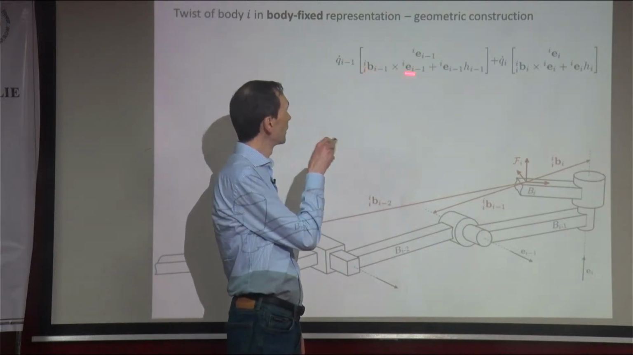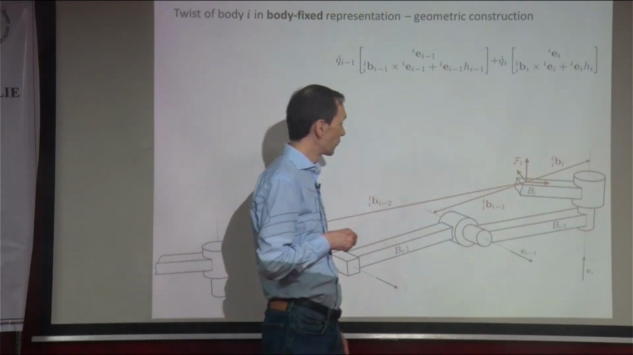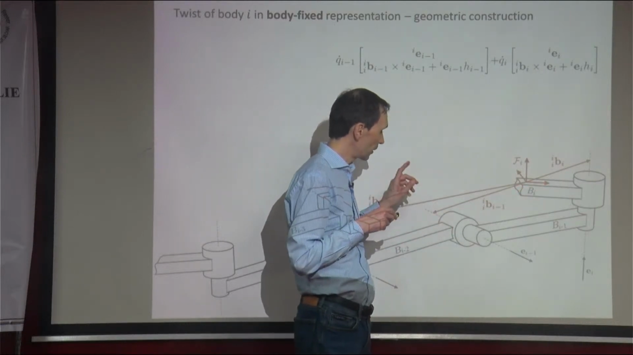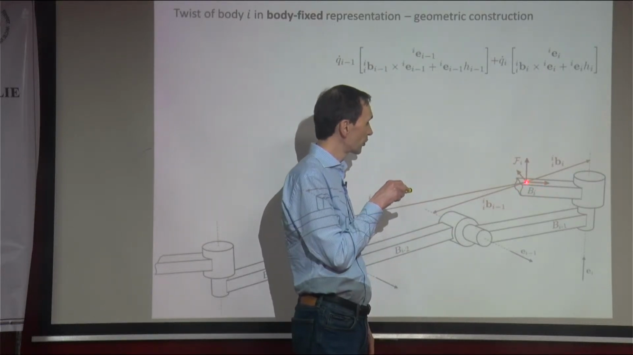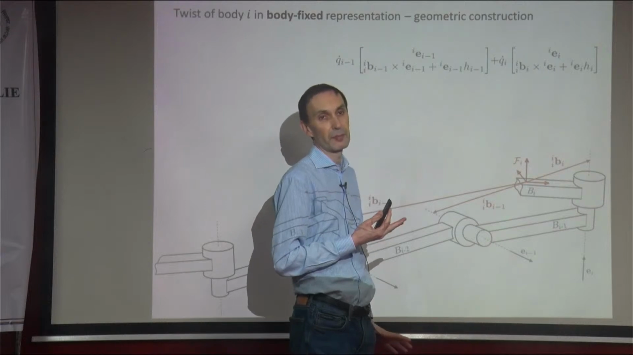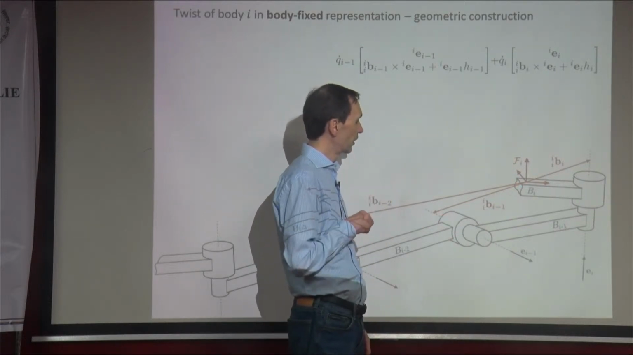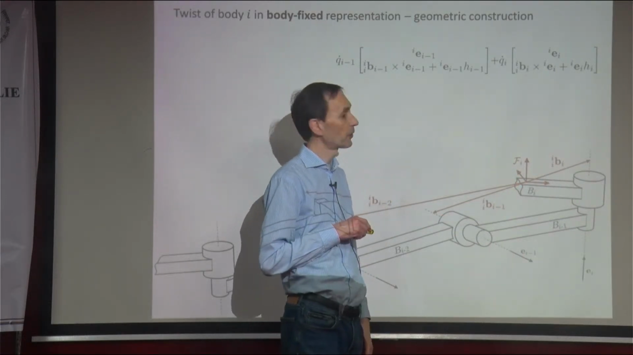Okay, and the translation is the same. What is the linear velocity of this point due to the motion of this joint? Same. You take this vector and the omega vector and take the cross product.